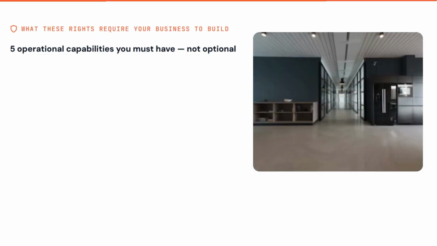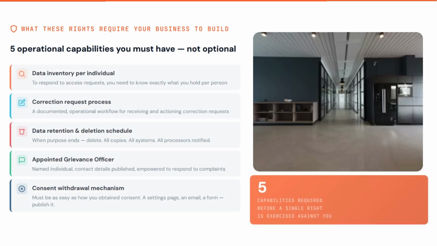So what does all of this require your business to build? 5 capabilities. Before a single right is exercised against you, a data inventory per individual, a correction request workflow, a retention schedule with clear deletion triggers, an appointed grievance officer with published contact details, and a consent withdrawal mechanism that is simple and visible. These are not enhancements, they are baseline requirements.